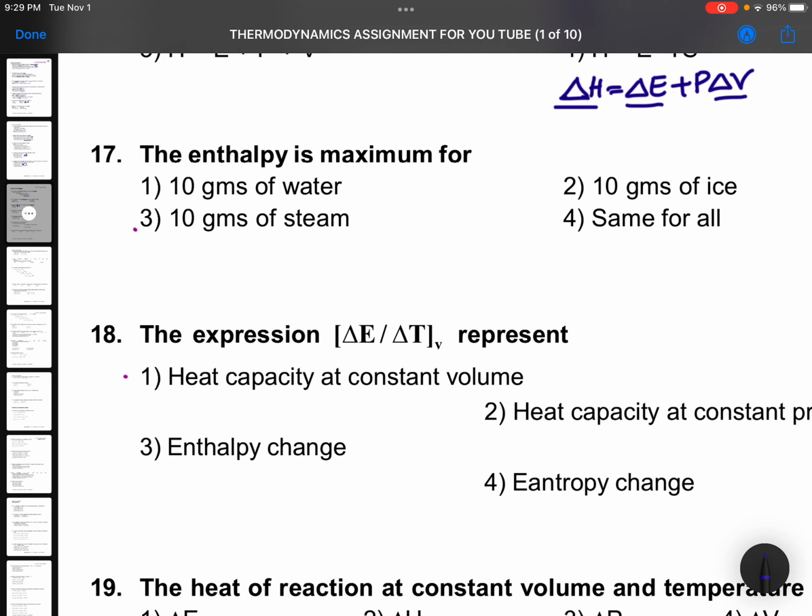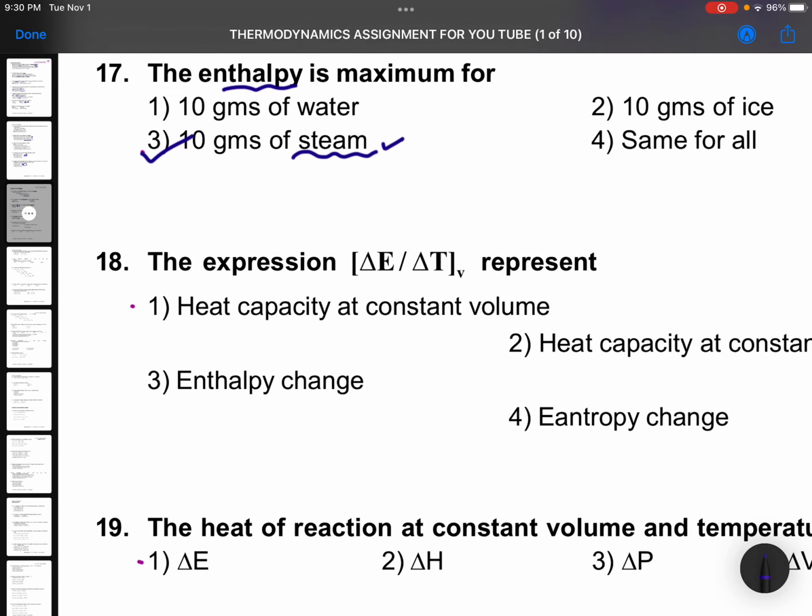Now, enthalpy is maximum for steam. Because, as we know, steam is in the vapor state, its kinetic energy is more. So enthalpy will be more, because the volume change will also be more, as it occupies more space. Because of all these reasons, you can say enthalpy is maximum for steam.